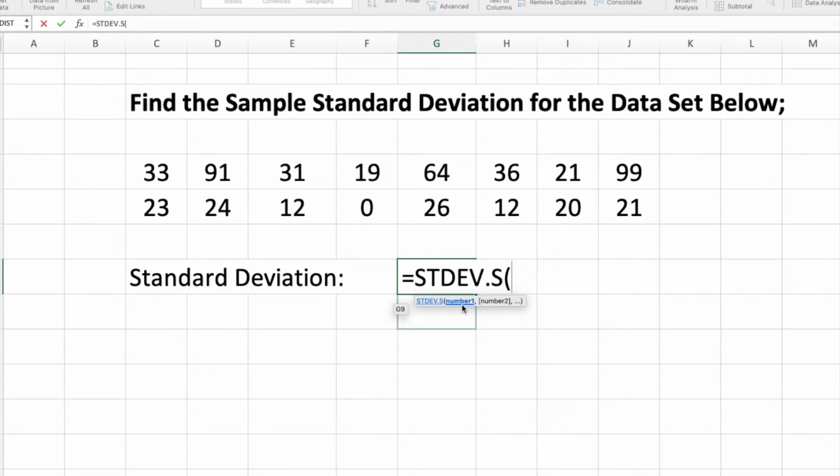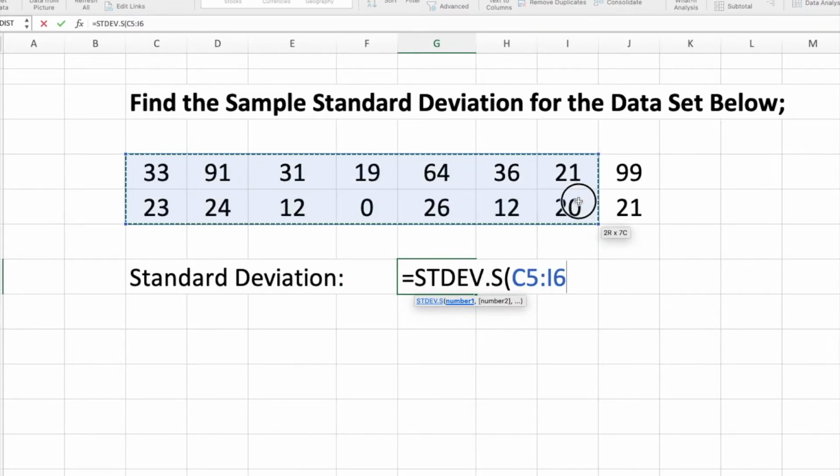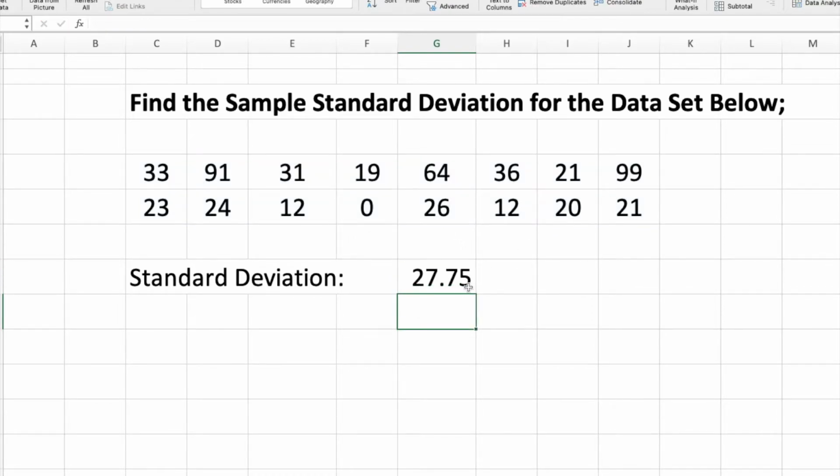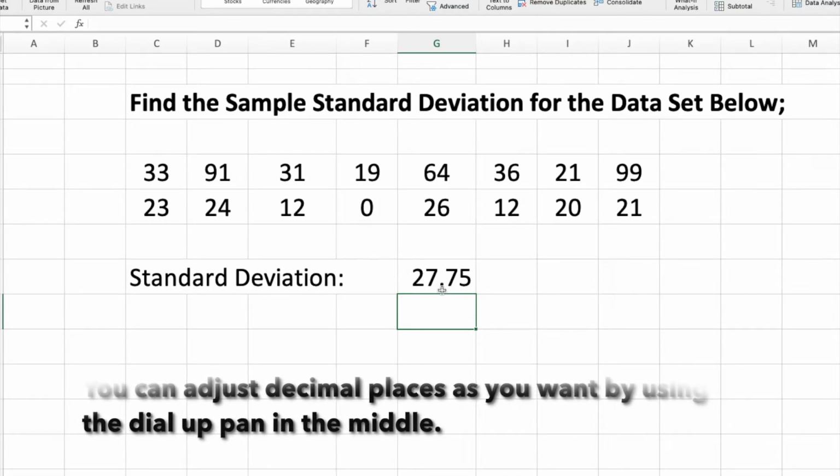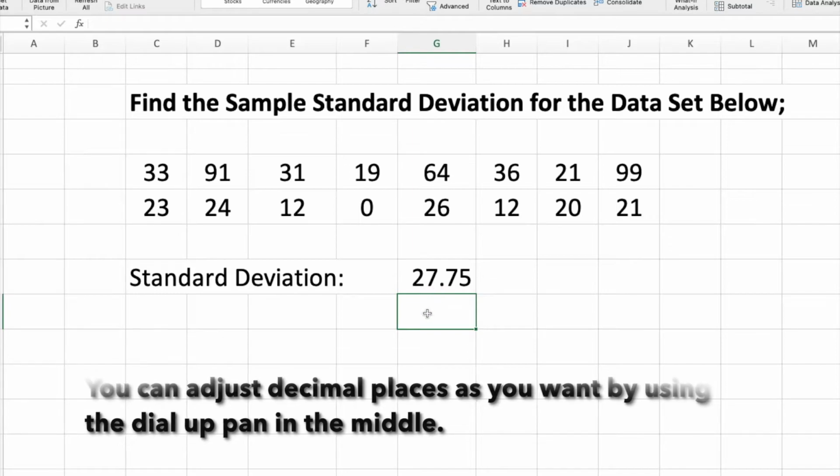I'm going to highlight the data. If I have only one group, I just select, drag, release, close parentheses, and enter. So that's 27.75. That is my standard deviation for the sample.